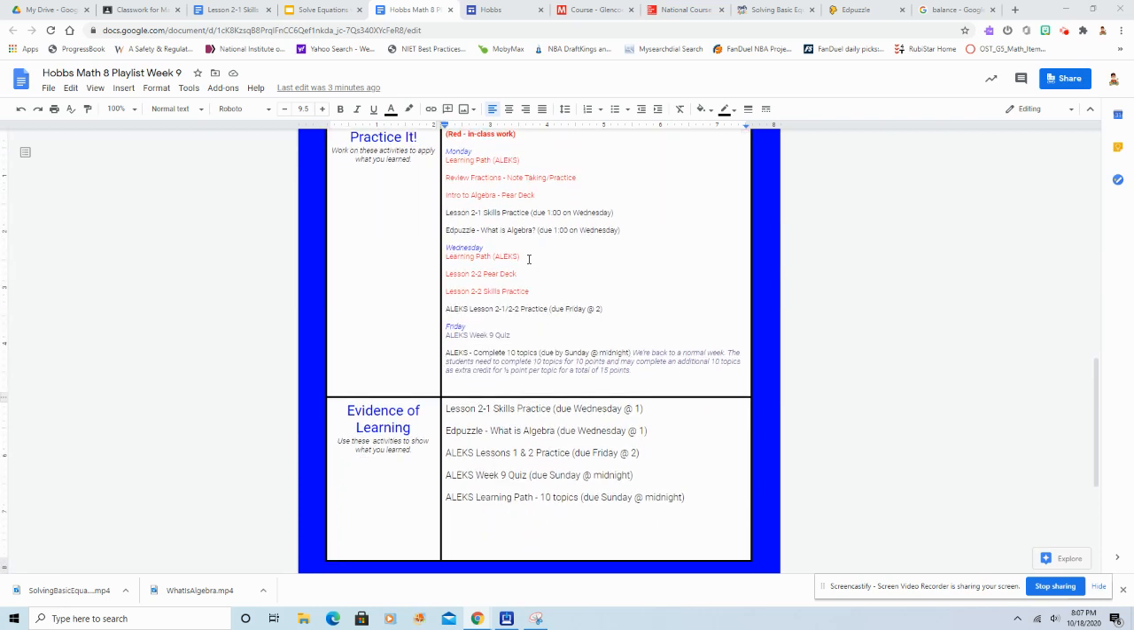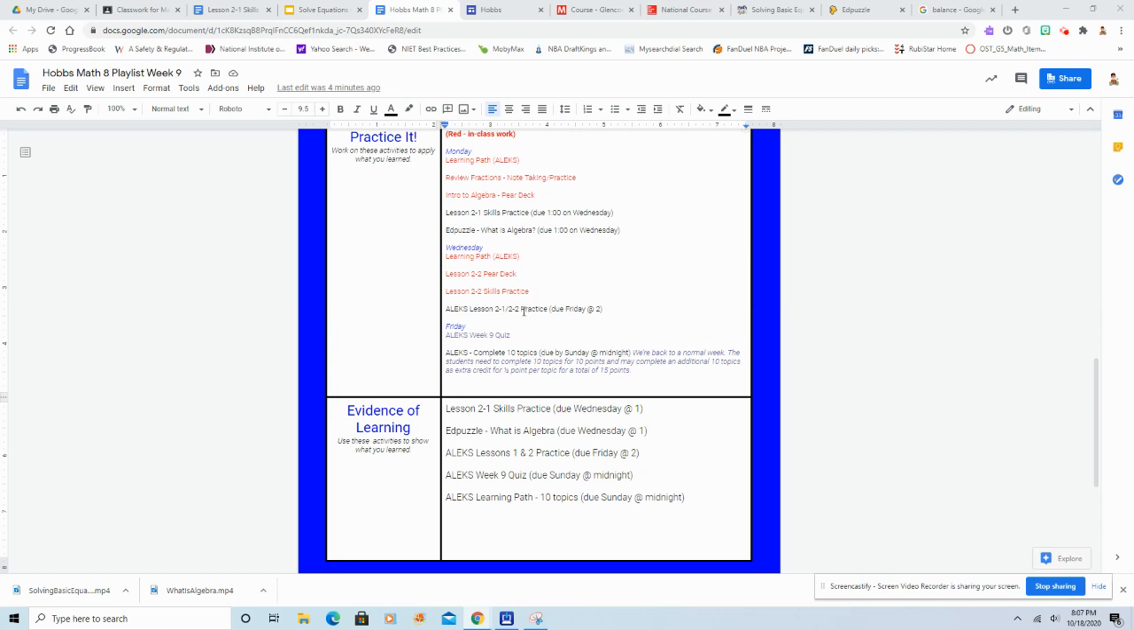Then on Wednesday, we're going to do the learning path again, a lesson 2-2 pair deck. We're going to clean up problems on lesson 2-1 because lesson 2 is taking what we learned in 1 and applying it. So some more skills practice. When they get done and leave, they are going to have a lesson 2-1, 2-2 practice from Alex, which also will be their week 9 quiz.